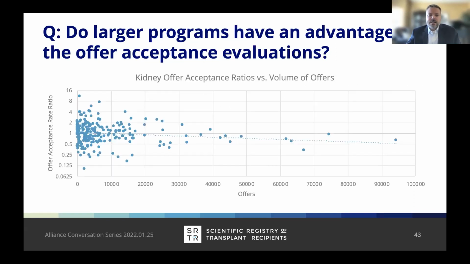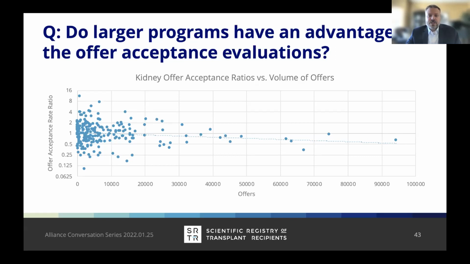And if we look at the data, this is stratified by the number of offers a program receives, from left to right, so small to large programs. And then on the y-axis here is the offer acceptance ratio. This is for kidney programs. And you can see there's actually a slight downward trend. So what that means is that it tends to be the opposite of what people think, that larger programs tend to systematically have slightly worse offer acceptance ratios.